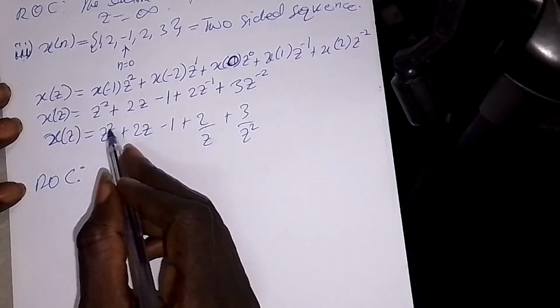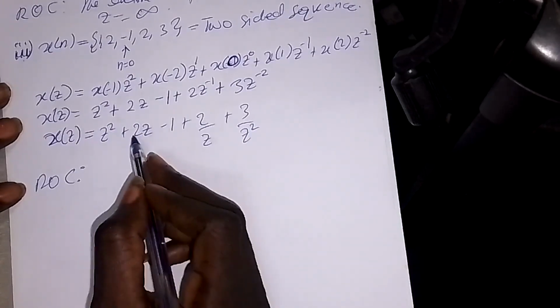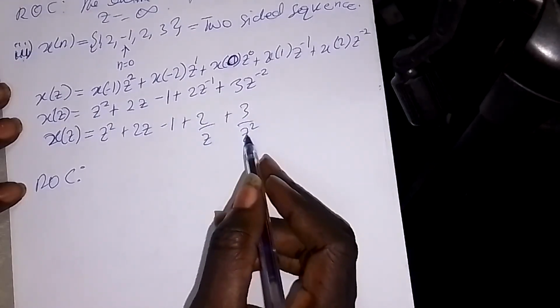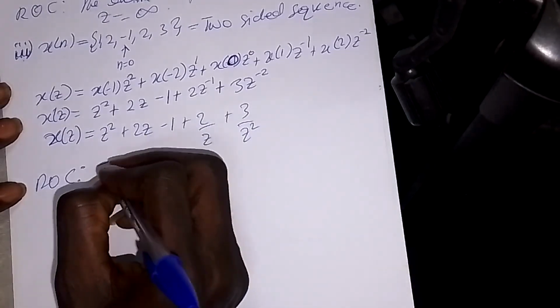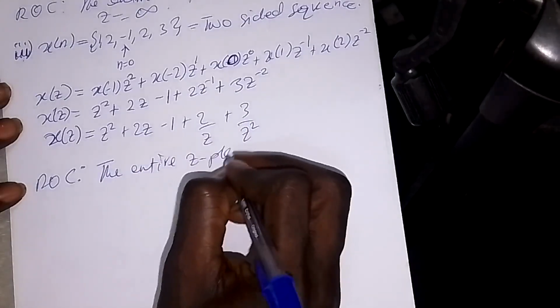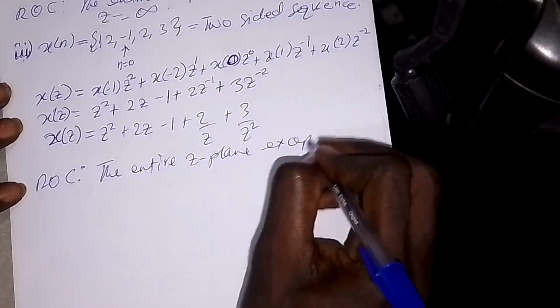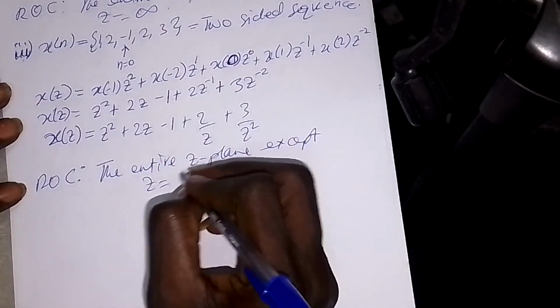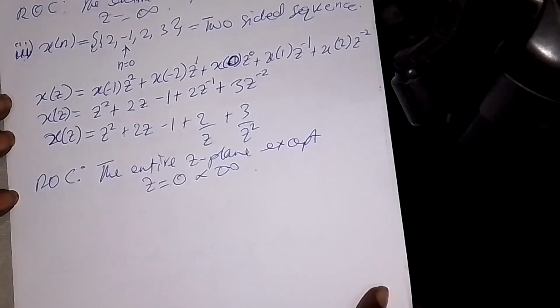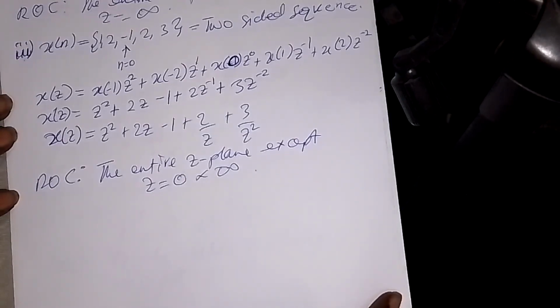If z exponent infinity will go to infinity, z exponent 1 will go to infinity, 2 divided by 0 will go to infinity, 3 divided by 0 will go to infinity. So the ROC is the entire z plane, except z equals 0 and infinity. Okay, so that is our third solution. All right, so now let's go to the next solution.